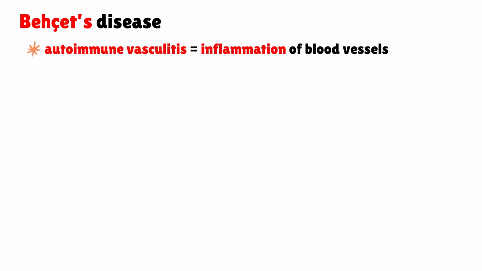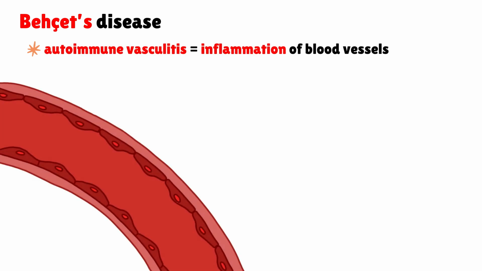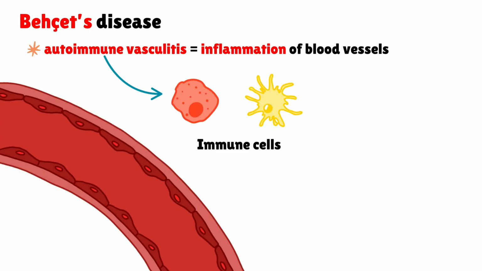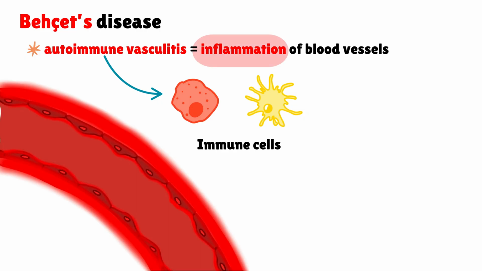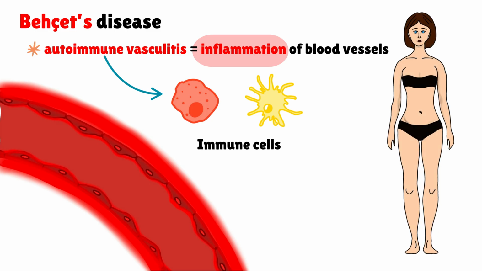Now that you know the bigger picture, let's dive into the details. Behcet's disease is a type of autoimmune systemic vasculitis, which, in simple terms, means that the immune system mistakenly attacks and inflames blood vessels of all sizes, both arteries and veins, throughout the body.